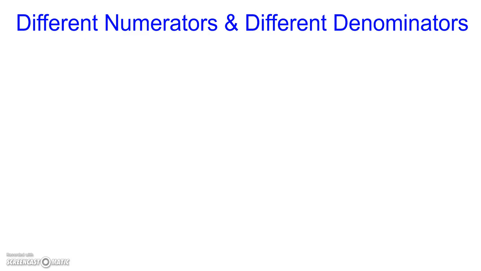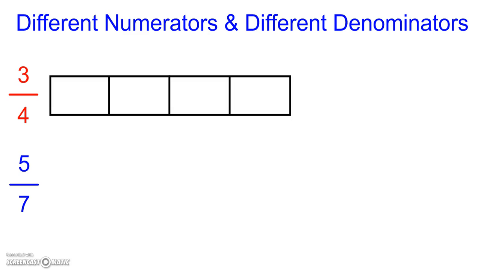The final type of comparison is the most difficult. When we make comparisons of fractions whose numerators and denominators are different from one another. In this example, we'll use the fractions 3/4 and 5/7. Notice that they have nothing in common. We'll use an area model to demonstrate.